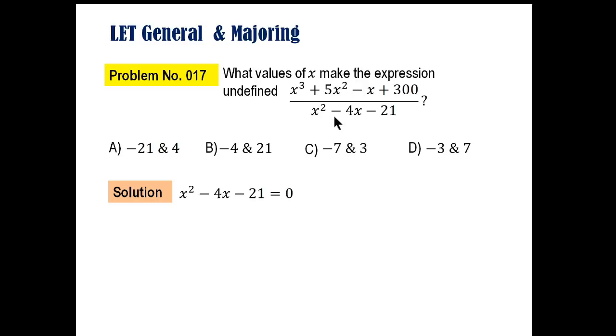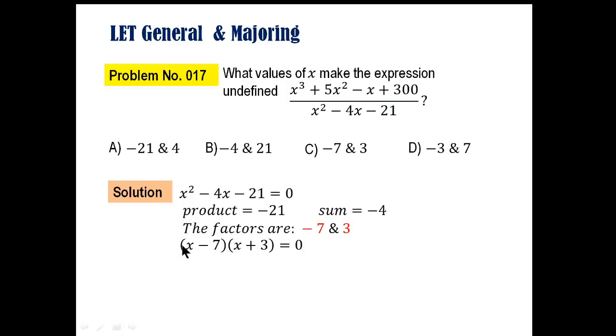To make this expression undefined, the denominator should be equal to 0. So, we will equate x squared minus 4x minus 21 equal to 0. We will solve for the roots of this quadratic equation. The product is negative 21, and the sum is negative 4. By factoring, we're going to find two numbers wherein the product is negative 21 and the sum is negative 4. Can you think of those two numbers? The factors are negative 7 and 3.